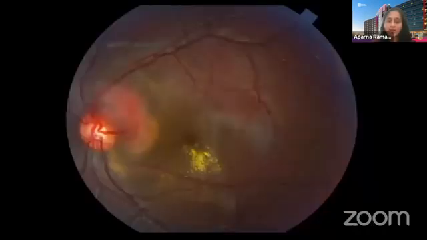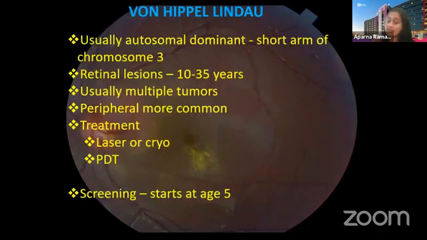This is a lesion with exudation and subretinal fluid, and this is characteristically seen with von Hippel-Lindau disease, which is again an autosomal dominant condition. The retinal lesions usually develop between 10 to 35 years. They're usually multiple lesions, and some of them can be very, very small.